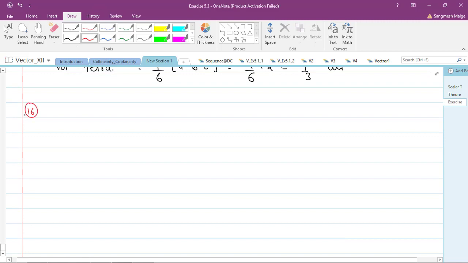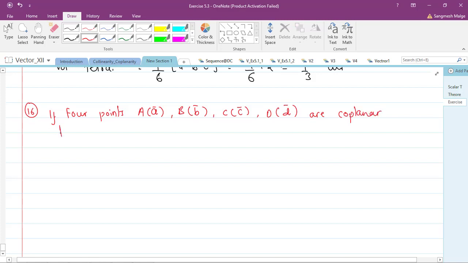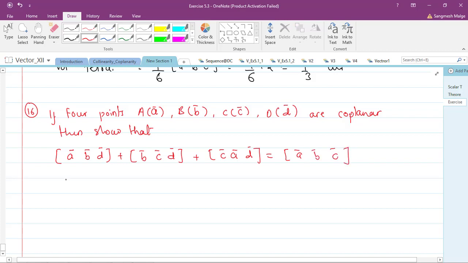Question number 16 is like this. If 4 points A with position vector A bar, B with position vector B bar, C with C bar, and D with D bar are coplanar, then show that A bar, B bar, D bar plus B bar, C bar, D bar plus C bar, A bar, D bar is equal to A bar, B bar, C bar. Very good question. We have to show that LHS is equal to RHS.